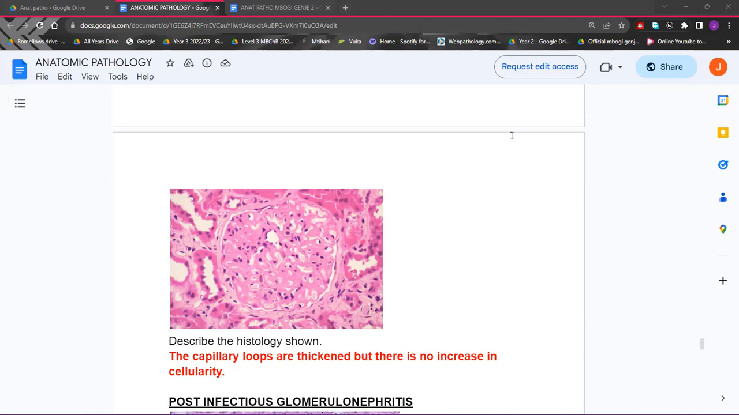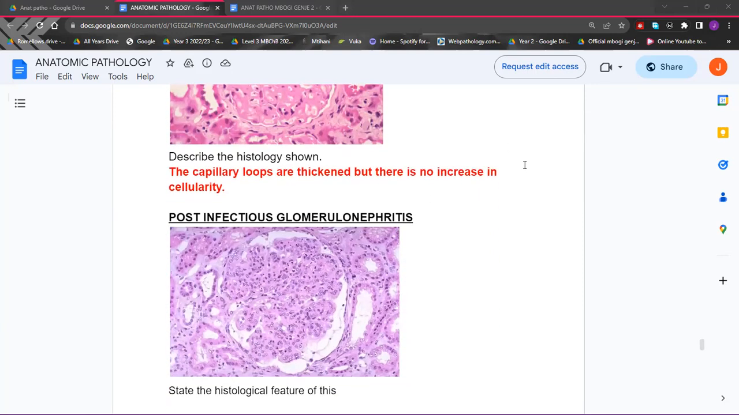That is membranous nephropathy. Okay, let's move to the next one. We have post-infectious nephritis. So last time we talked about this as well.